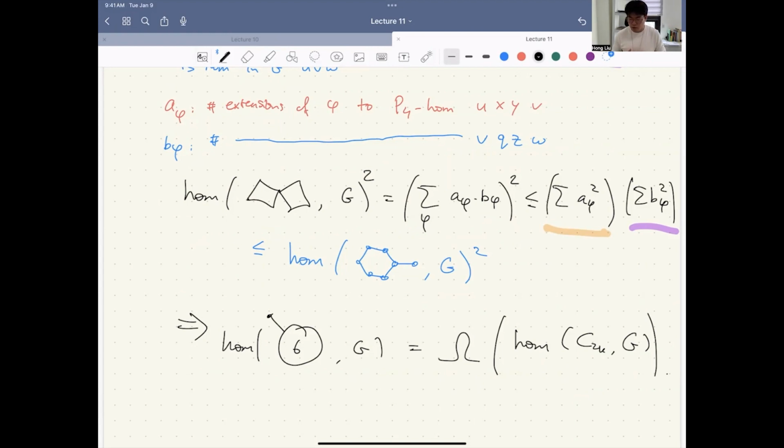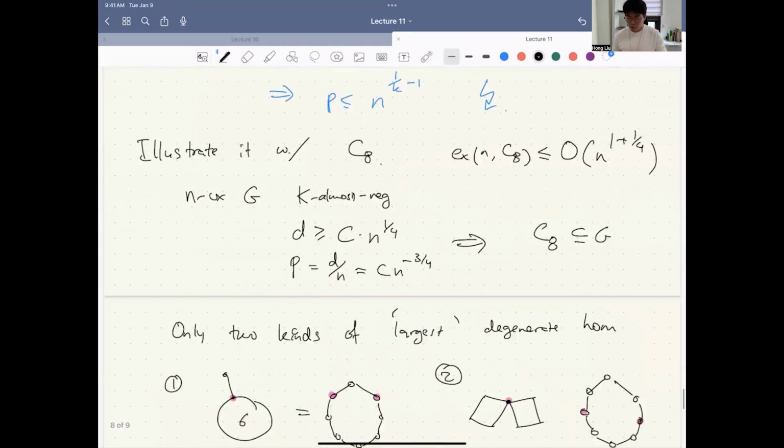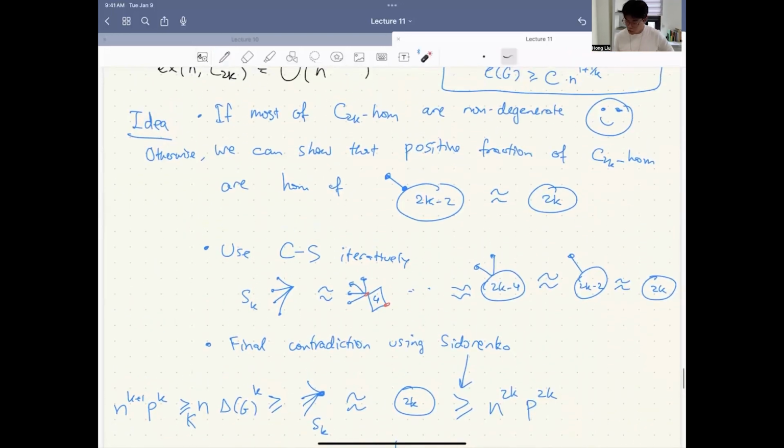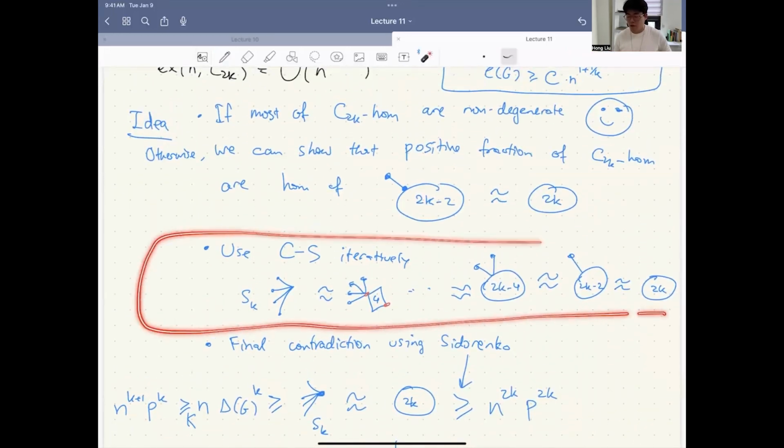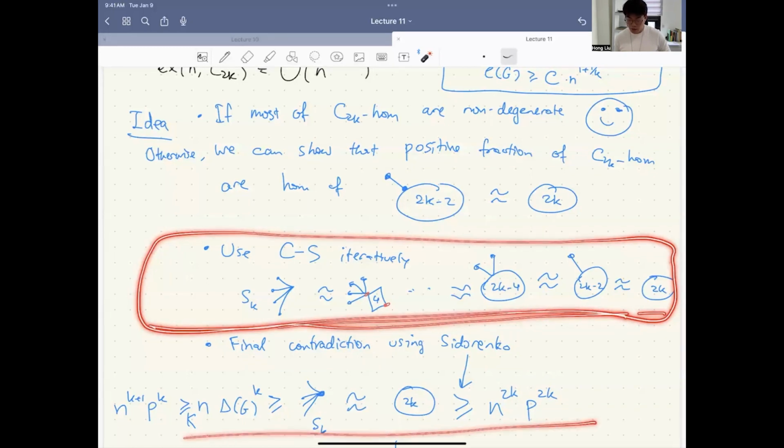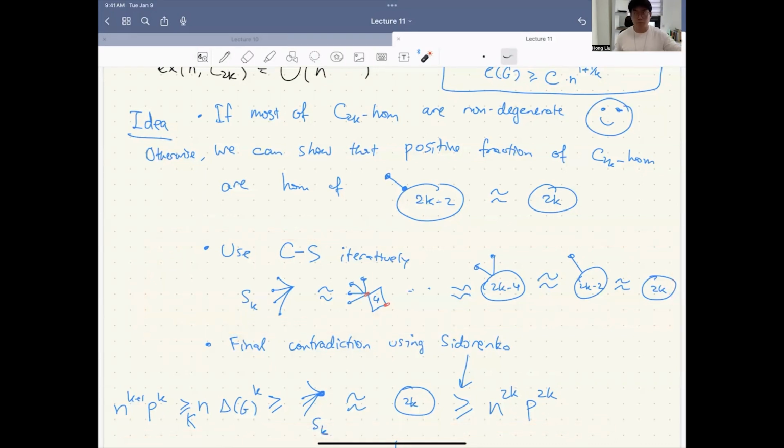I will stop here and finish the proof next time. Next time, basically, we're going to again use Cauchy-Schwarz to show this chain of equivalence, same order of magnitude. And at the end, use Sidorenko to derive the contradiction. It won't take much more time. I don't want to go over time here. Any questions?